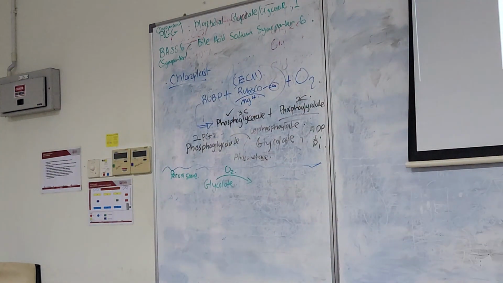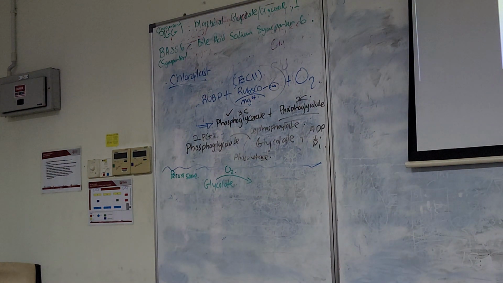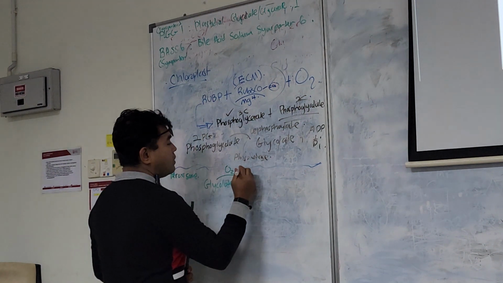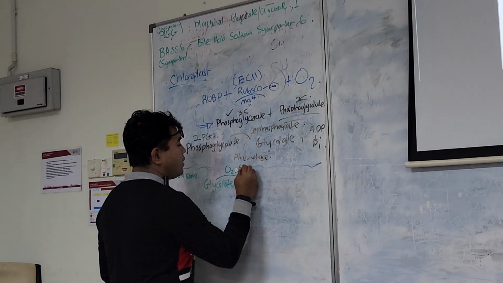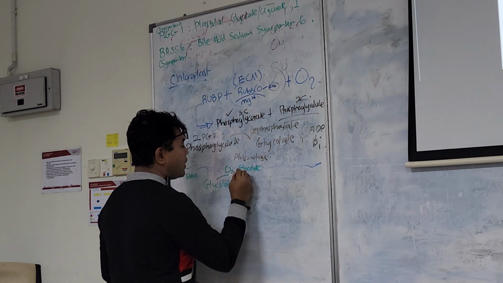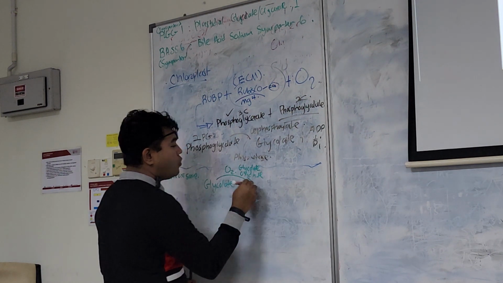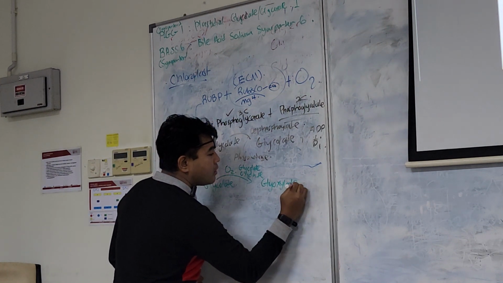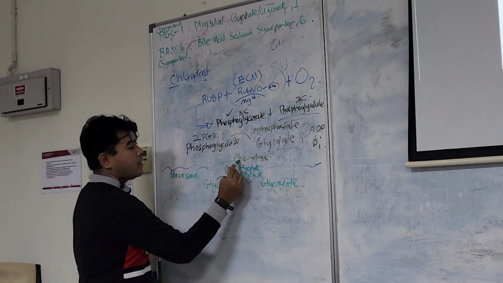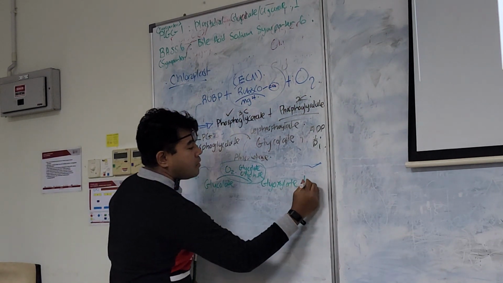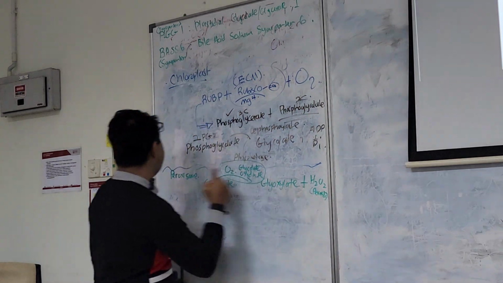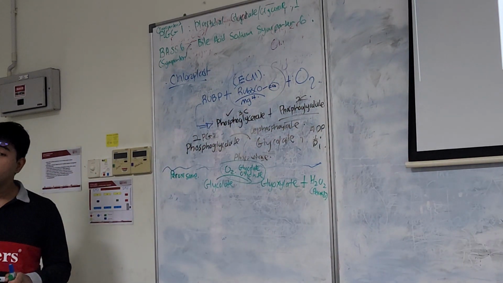Look at this. Oxygen is added to it. Okay, so the enzyme responsible for this should be glycolate oxidase. Is that correct? Oxidase, to yield glyoxylate plus H2O2. This is peroxide. That's why the name is peroxisome, because it produces peroxide.